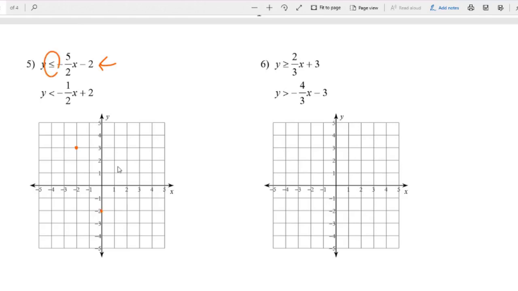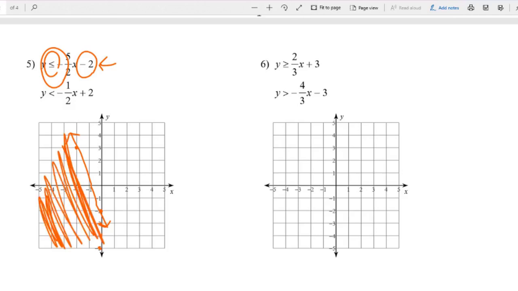And it's y is less than or equal to -5/2 x minus 2, so it's going to be a solid line. So to find where we shade, we want y values that are less than or equal to -2, less than like -3, -4, -5. That's in this direction.